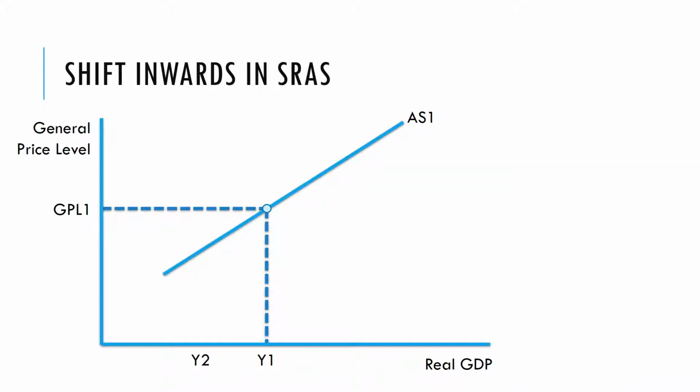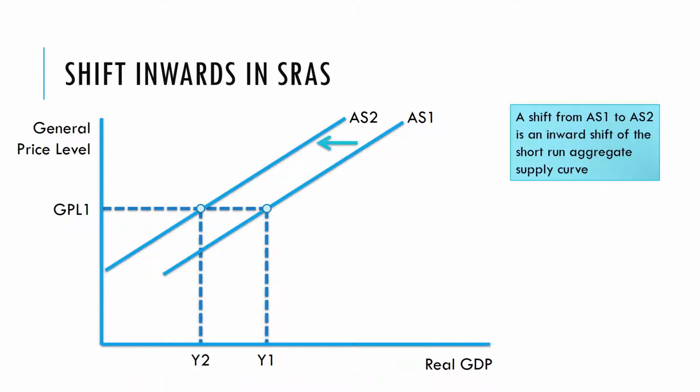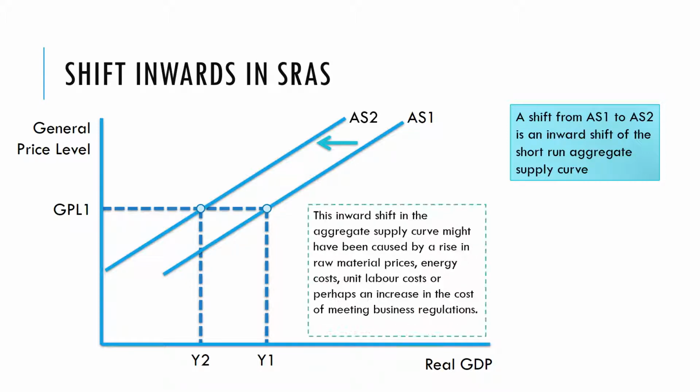So let's have a little look at an example here. If we imagine this is our aggregate supply curve, if there was a decrease in aggregate supply, we would illustrate that by shifting the aggregate supply curve to the left. And what might have caused this may have been a rise in raw material prices, perhaps a rise in energy costs or unit labour costs, an increase in the cost of regulations. And effectively what it's doing is saying that businesses would not be prepared to supply that particular quantity at a certain price level.